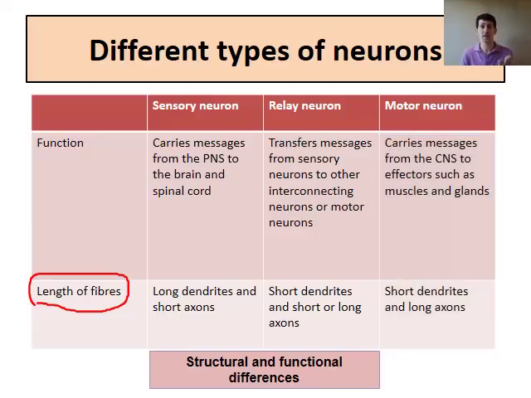Motor neurons, okay, they carry messages from the central nervous system to effectors such as the muscles or the glands. So, information arrives from the sensory neuron, carried across to the motor neuron by the relay neuron. The motor neuron takes the message to the muscles and to the glands. Okay, and motor neurons have short dendrites and long axons.